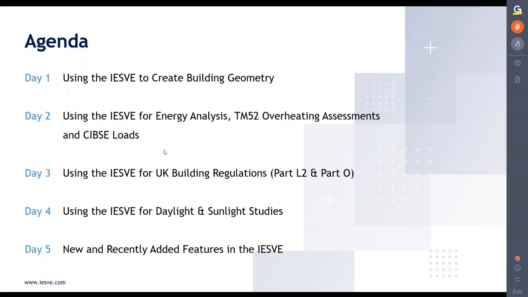On day 4, which is Thursday, we're going to show you our Radiance IES tool and our Suncast tool, and they will be used to perform daylight and sunlight analysis. So we're going to show you key aspects of daylight and sunlight studies, such as daylight factor methods, illuminance methods, annual probable sunlight hours, and a few other things.